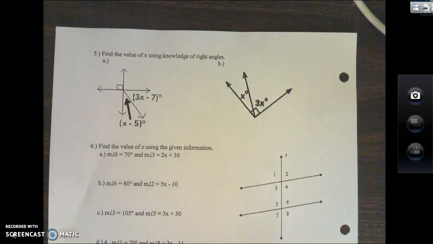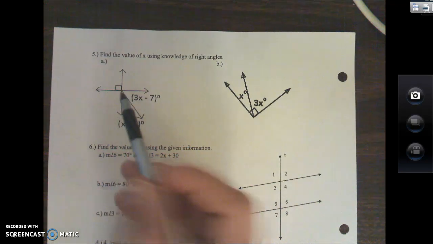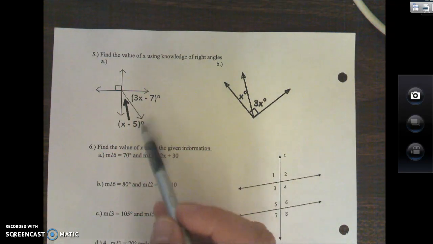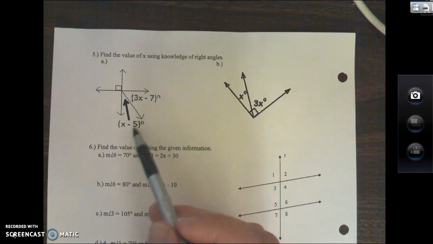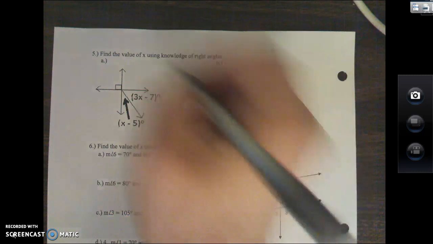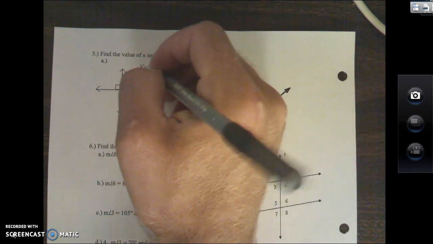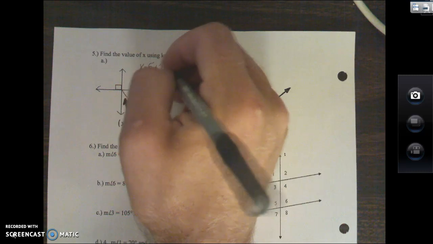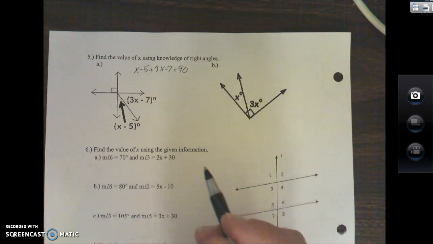Okay, so here we've got a picture drawn. This little box stands for 90 degrees. So I have these two adjacent angles next to each other. Please don't just set x minus 5 equal to 90, because clearly that's not a 90 degree angle. What I can do is say x minus 5 plus 3x minus 7 equals 90. So I can add them together.